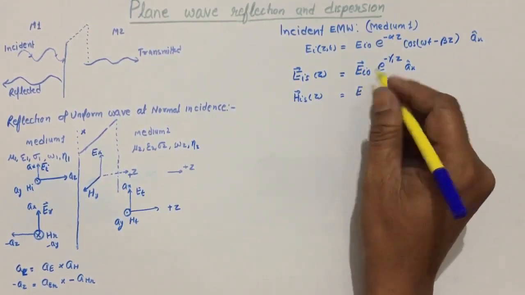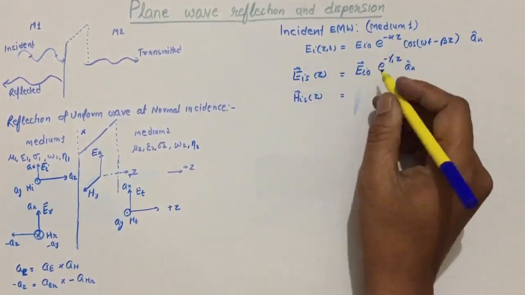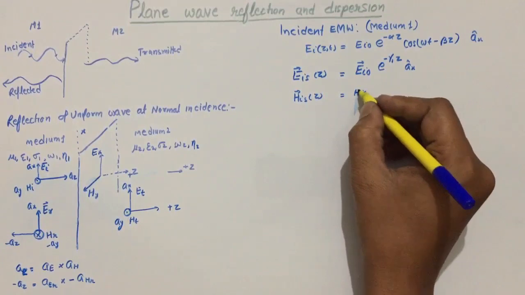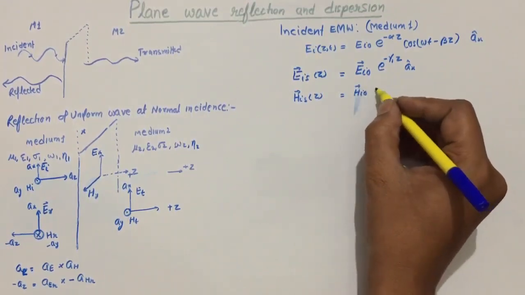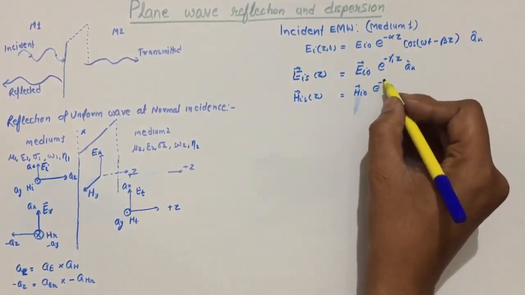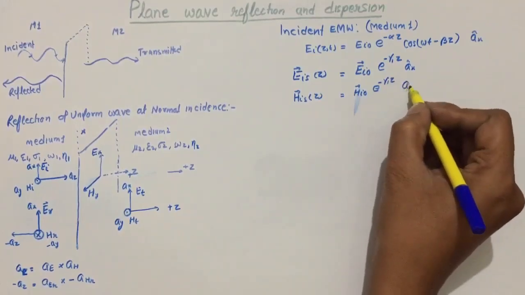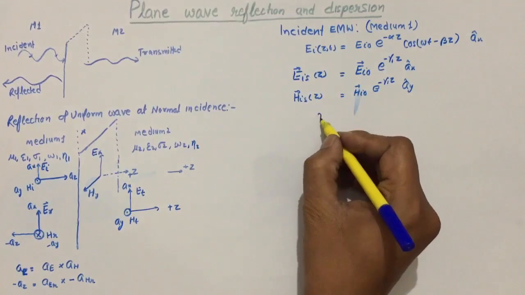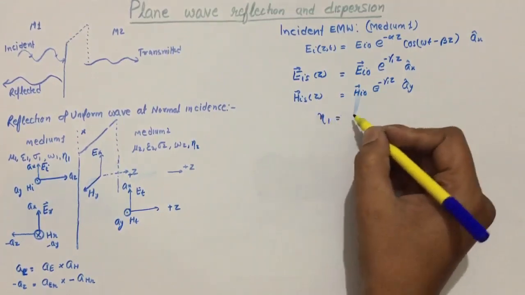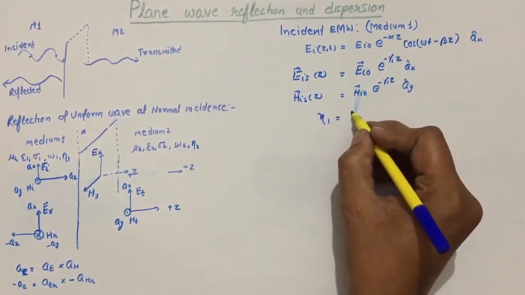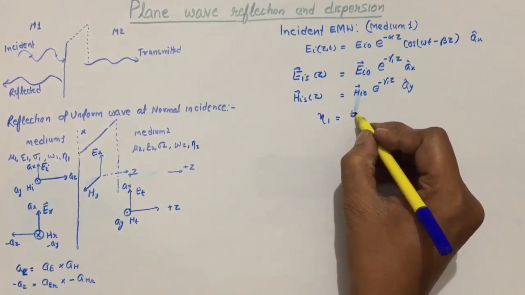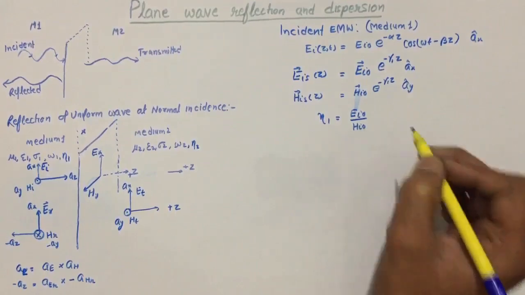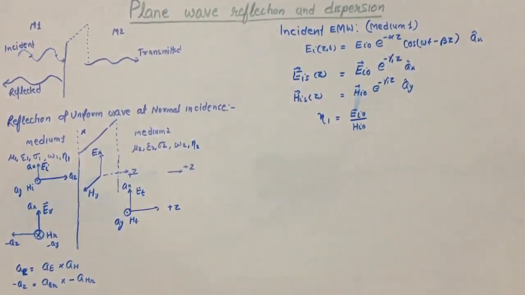We know the simple formula, I just want to skip one step, that's why I have written E. That is H incident, the maximum value H incident e to the power minus gamma 1 z in the direction of a_y. And we know that impedance can be written as E incident divided by H maximum value.